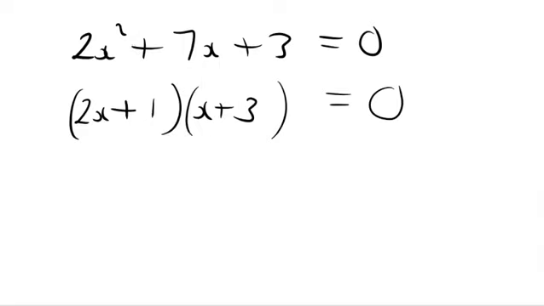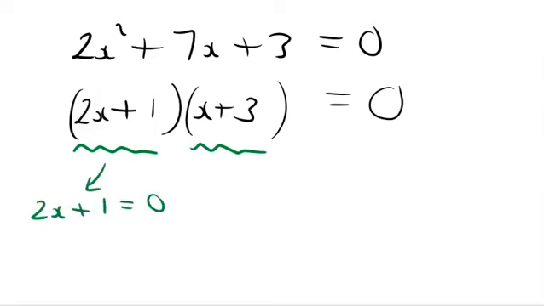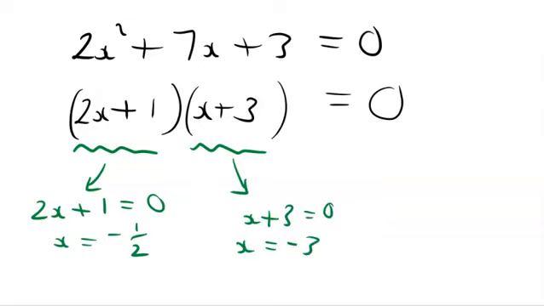Now, again, that can be 0, or this can be 0. Here, if I have 2x plus 1 equals 0, that will be x equals negative 1/2 if I just rearrange it and solve. Here, x plus 3 equals 0, x will be minus 3. So, answers x equals negative 1/2 and minus 3.